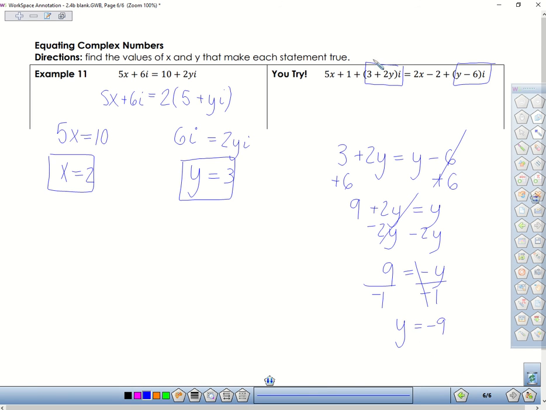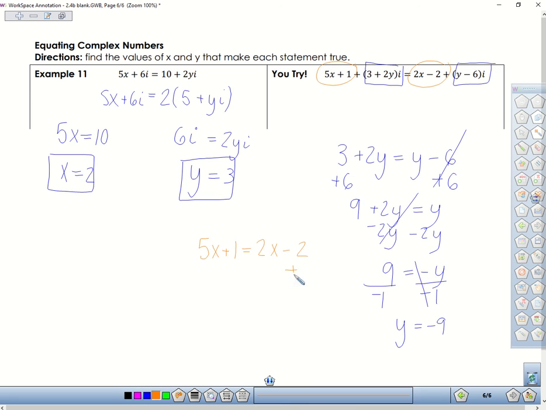So once I set the imaginary parts equal to each other, I can then set the non-imaginary parts equal to each other. Okay? So whatever is being multiplied by the i, you can set those two pieces equal to solve for that variable. And whatever is the non-imaginary part, you can set that piece equal to each other. So if you get that answer, that's just the answer for the problem. Yes.